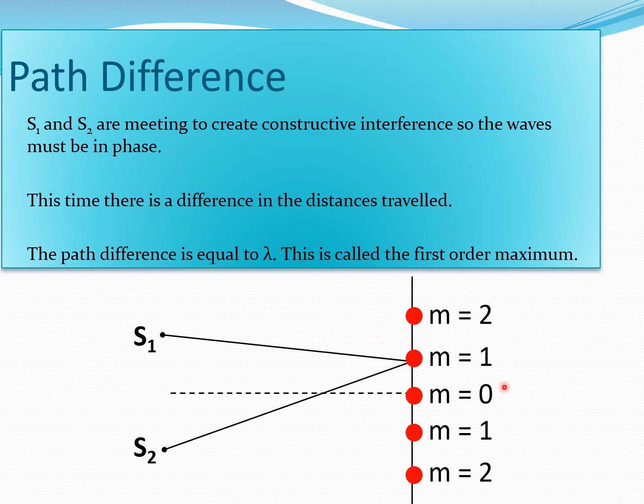So if we were standing at m is equal to 0, we hear a loud sound, then we start walking slowly. m is equal to 1 is the first time that we hear a loud sound again. So we call it the first order maximum because the path difference is 1 wavelength.